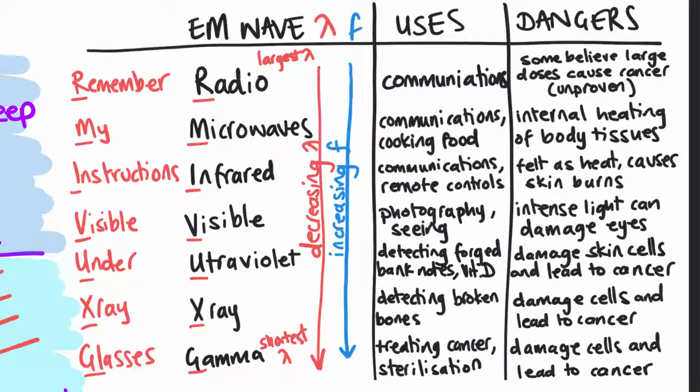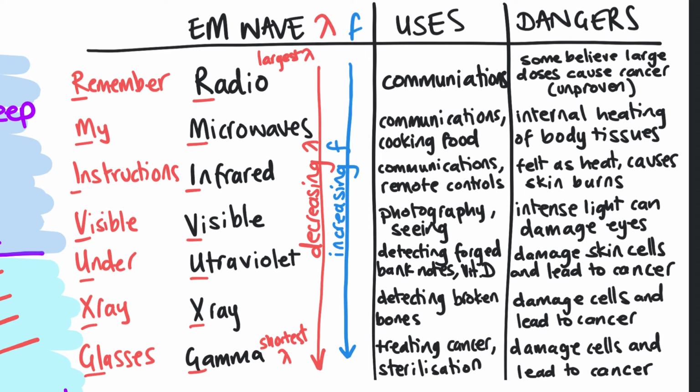Too much of this ultraviolet light can cause damage to your skin cells, which ultimately can lead to cancer. X-rays are useful for detecting broken bones, but again can damage cells, which leads on to cancer. Finally then, we have gamma radiation. So it has the shortest wavelength here and the largest frequency. It can be used in treating cancers and for sterilizing medical equipment. However, it can also damage cells, which leads on to cancer.